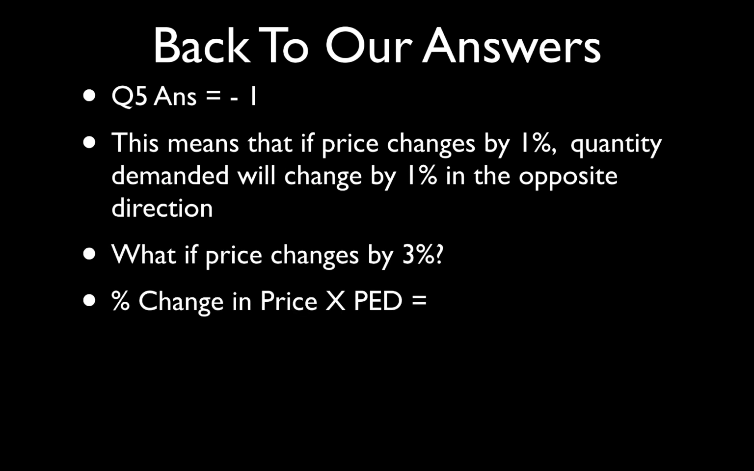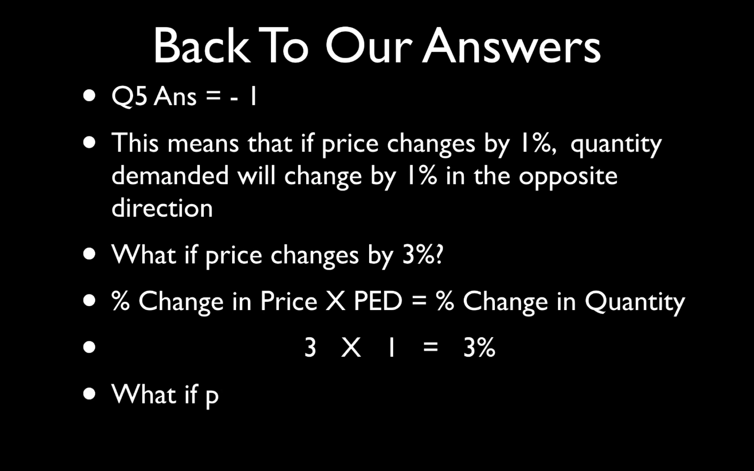Well, you see, again, if price changes by 3%, all we're going to do is use this formula and say it's 3 times 1, which is a 3% change. If price changes by 5%, it's 5 times 1, which is a 5% change. Okay, so that is what the formula means. Now let's go back to the definition. It measures the percentage change in quantity demanded. This is what PED measures, the percentage change in quantity demanded following a 1% change in price.